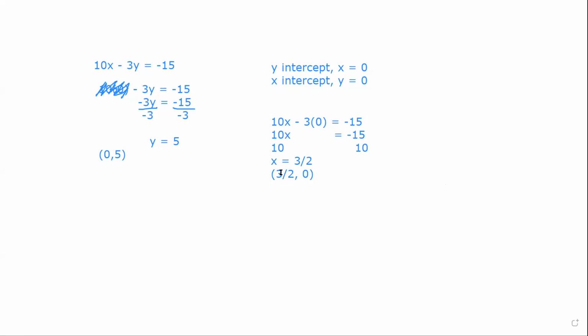So that really doesn't help me a whole lot. But if I go back to this original and say, well, I'm confused, I don't like any of that, what if I just go to slope intercept?